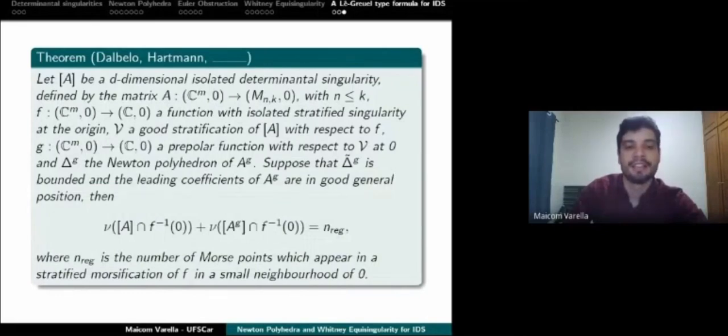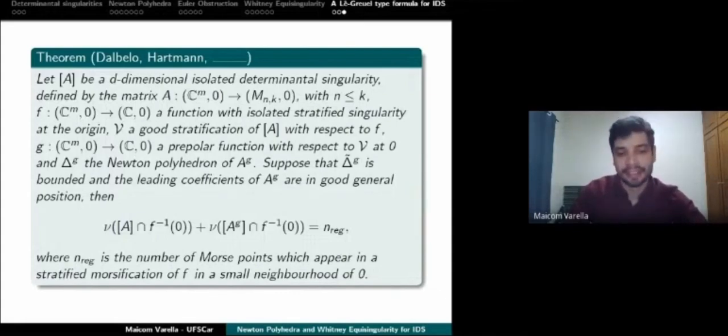And now we have our last theorem. Let A be a d-dimensional isolated determinantal singularity defined by the matrix A with n less or equal k, f a function with isolated stratified singularity at the origin, V a good stratification of A with respect to f, g a prepolar function with respect to V at 0, and delta_g the Newton polyhedron of A_g. Suppose that delta_g tilde is bounded and the leading coefficients of A_g are in good general position. Then we have this formula for the vanishing Euler characteristic of the fiber of A and A_g.